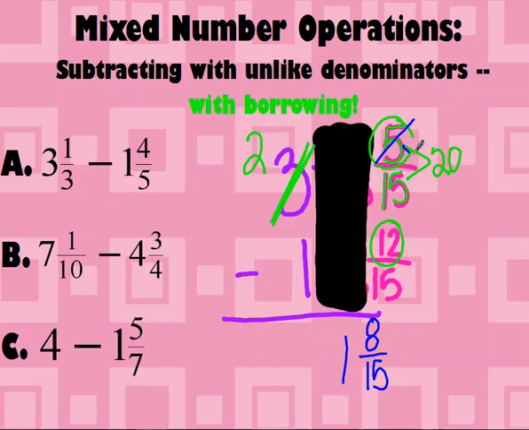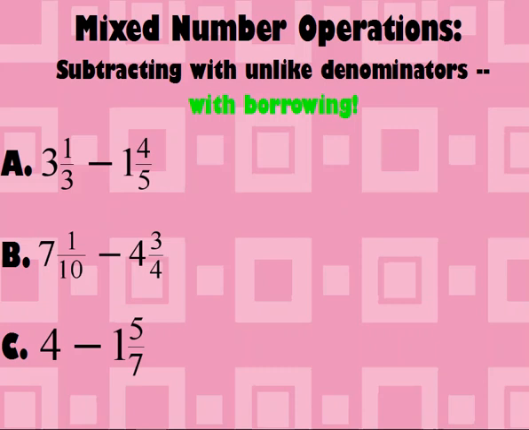The only difference is I add the numerator and the denominator together. So I add the whole pizza, I add what I already have, and now I have 20. So 20 minus 12 would give me 8. Okay, let's do another example.